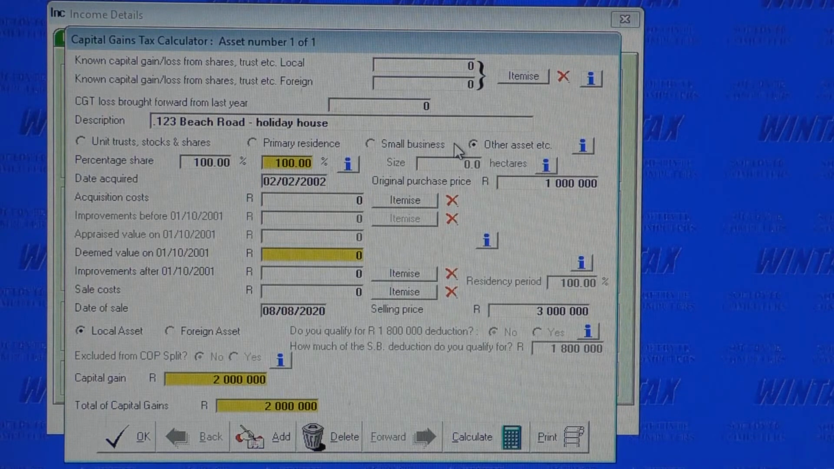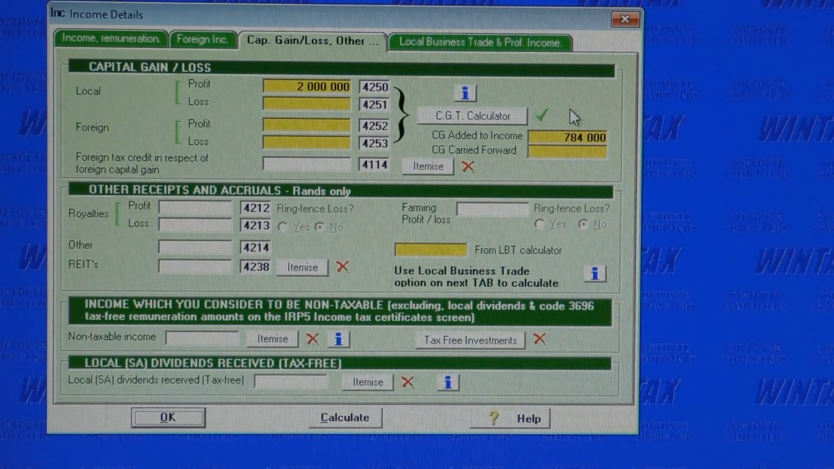If I close this window, you will see the calculator has placed the 2 million rand profit under code 4250. The calculator has also subtracted the taxpayer's annual exclusion of 40,000 rand and worked out 40% of the 1,960,000 rand balance as being 784,000 rand. The 784,000 will be added to normal taxable income in the assessment calculation. 784,000 is not the tax you'll have to pay. The 784,000 is added to the rest of your income, and your total taxable income is taxed as per normal tax rates.